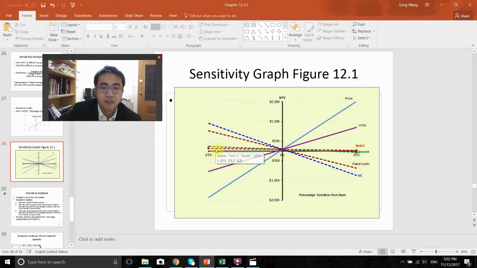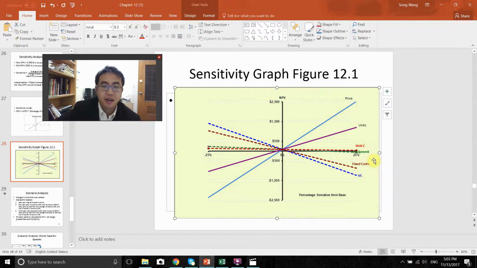All right, so the flattest lines are for WACC and cost of equipment. When the lines are flat, it basically means NPV is not sensitive to the change of these variables. So if the cost of equipment increased by 20% or decreased by 20%, your NPV does not change much. If the cost of capital, WACC, increased by 10% or decreased by 10%, your NPV does not change much either. All right, so basically you can fire the entire finance team because the cost of capital here does not matter at all. So that's for the sensitivity analysis.